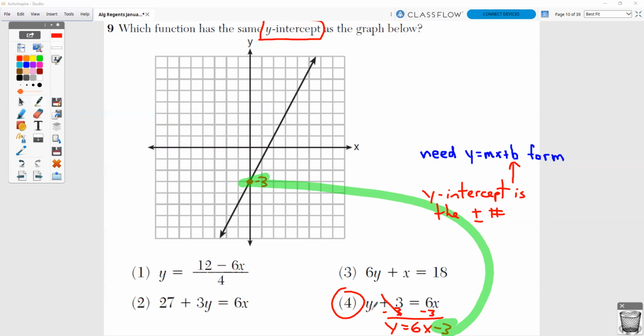When we rearrange number 4 to get the y all by itself, you would do -3 and -3. So we end up with y equals 6x minus 3. -3 is right there. That is your y-intercept. So that's the one that matches.